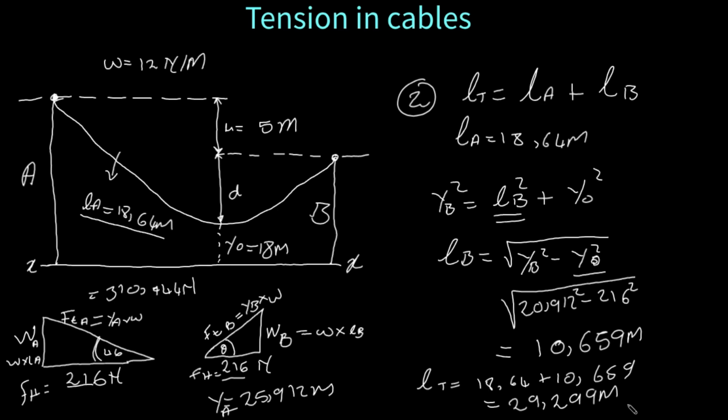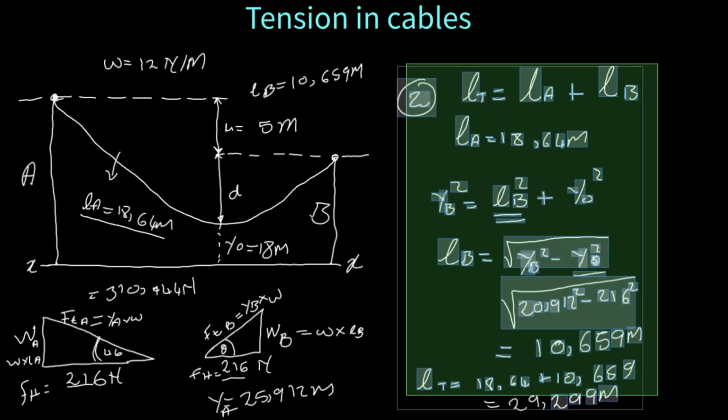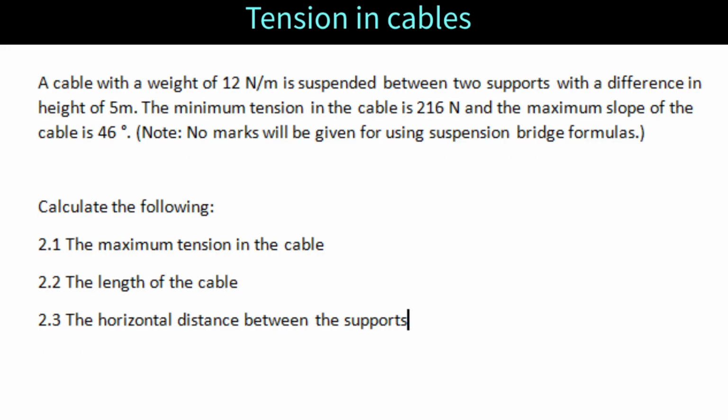We then go to question number 3. They say calculate the horizontal distance between the supports. First, let's write this value down. LB is equals to 10.659. Another value that we are going to need is YB. But you know it's going to be 20.912, because the difference is 5. So let's erase this. And we do question number 3.